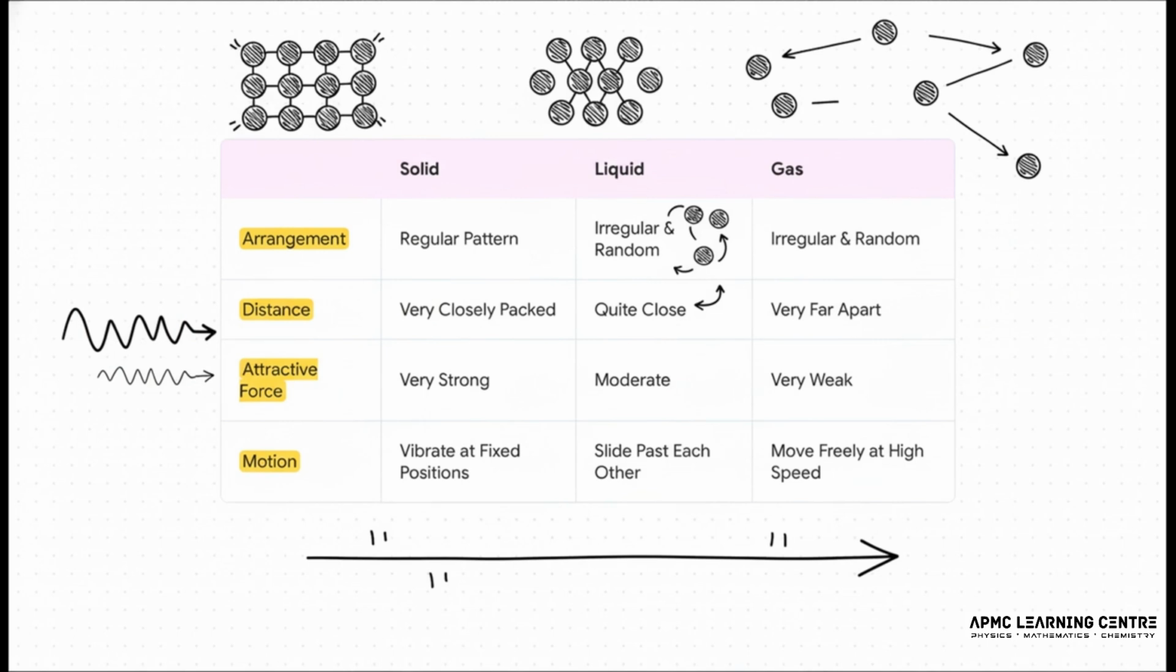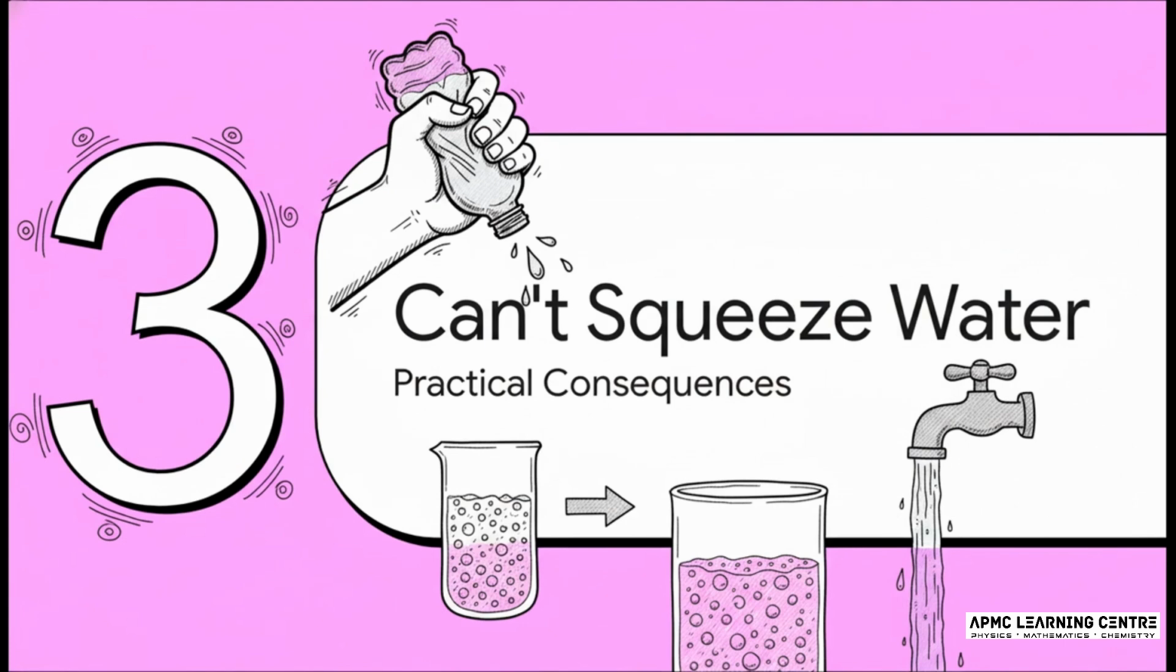Just look at the pattern as you go from left to right. With solids, everything is regular, packed, and strong. But as you move over to liquids and then gases, you see this amazing progression, right? The arrangement gets random, the distance gets bigger, the forces get weaker, and the motion becomes way, way freer. So, and this is the important part, this isn't just some abstract theory. It has real-world consequences that explain stuff we see every single day. Like, for instance, why can't you squeeze water?